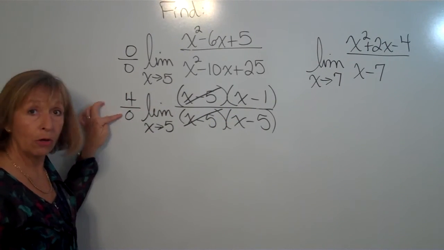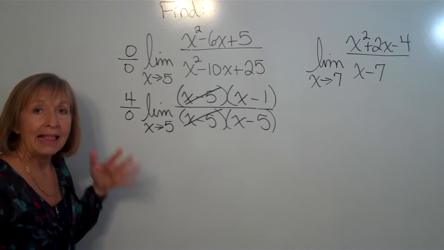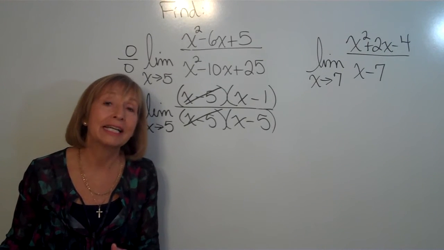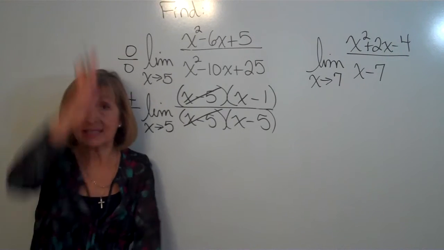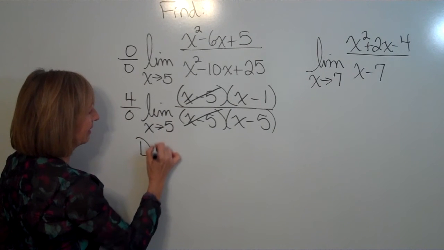And when I have a 0 in the denominator but a non-zero number in the numerator, that's where we would have a vertical asymptote of our rational function, not a hole in the graph. And if it's a vertical asymptote, it's got that unbounded behavior. So this limit does not exist.